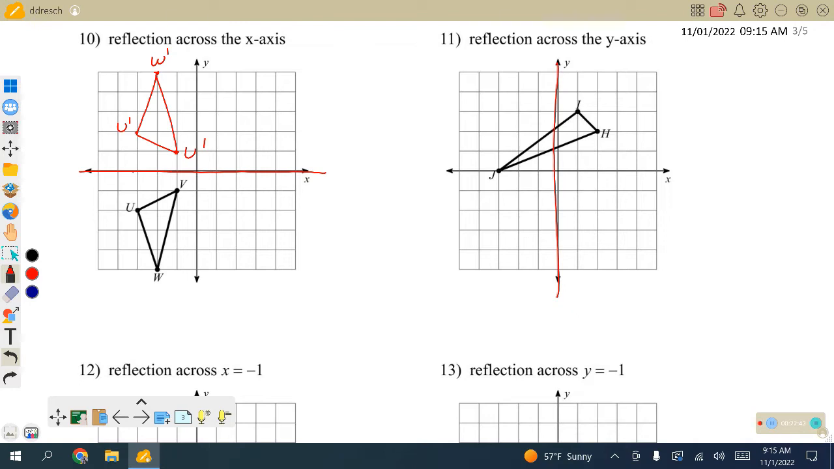Okay, I is how far away? And so I prime is on the other side at 1 away. H prime is how far from your line of reflection? 1, 2. Now J is on the left side, so that's going to find itself on the other side, the right side. So how far is J away? 1, 2, 3.